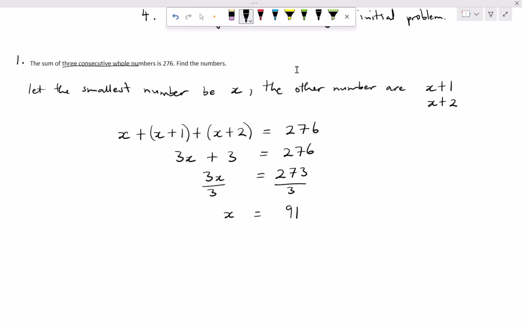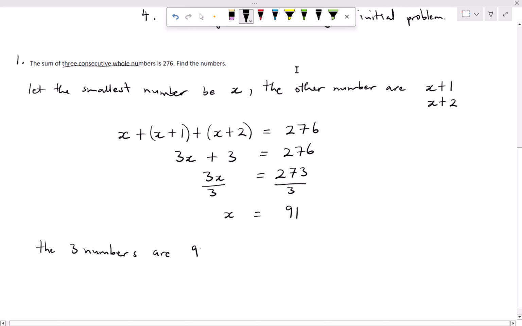All right, now that we have found x, which is the smallest number, the 3 numbers are 91, the second one is x plus 1, so that's 91 plus 1, that's 92. Then the third one is x plus 2, that's 91 plus 2, that gives us 93. So these are the three numbers: 91, 92, and 93.